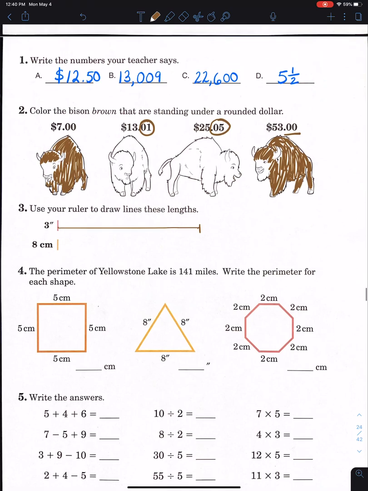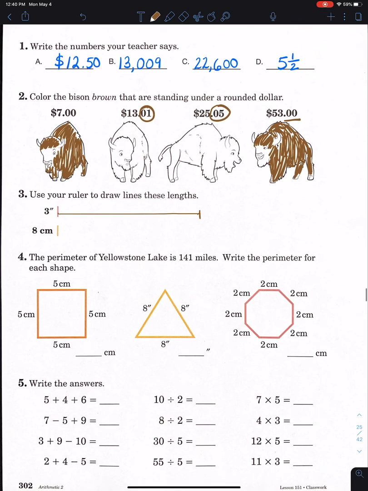And then below we have 8 centimeters. So you need to turn your ruler upside down. And you need to go to 8 centimeters. So starting at 0, hold your ruler flat with your fingers spread out, go to 8 centimeters. So these lines are very close. 3 inches and 8 centimeters are very close to the same length.